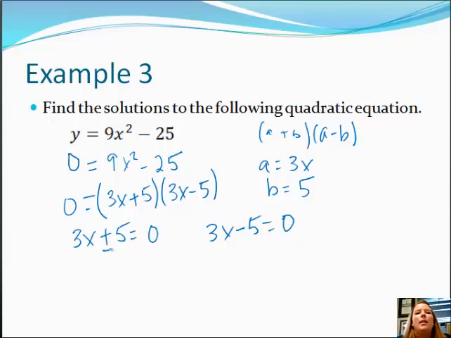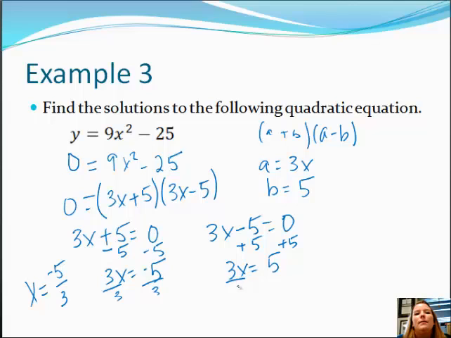Now if you notice, most likely our answers are going to be very similar, but maybe with a different sign. Let's see if that works out. So I'm going to subtract 5. So I get 3x is equal to negative 5. Divide by 3. So x is equal to negative 5 over 3. Here, I'm going to add 5 first. So I'll get 3x is equal to a positive 5. Divide by 3. So x is equal to a positive 5 over 3. So when you have difference of squares, your solutions should be the same numbers, but with different signs.